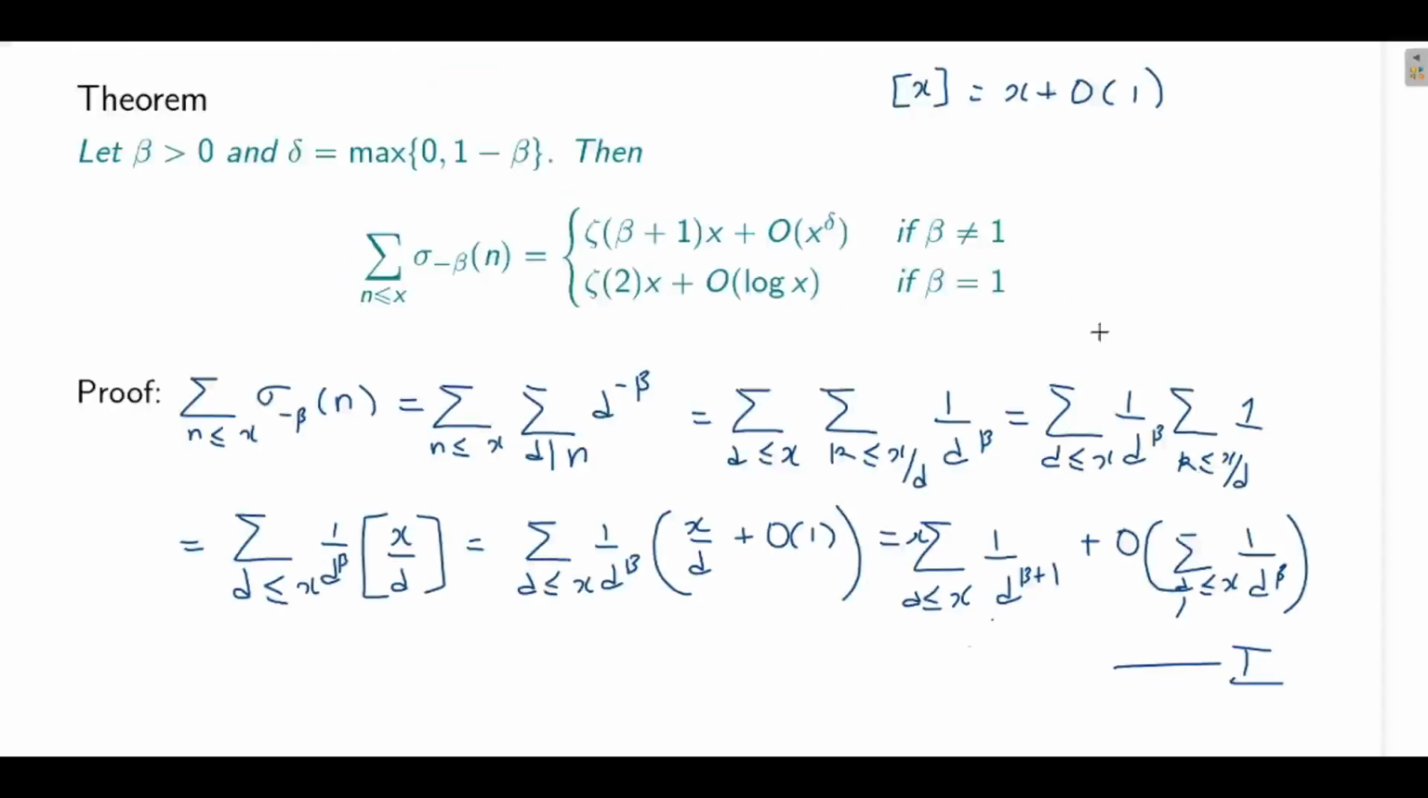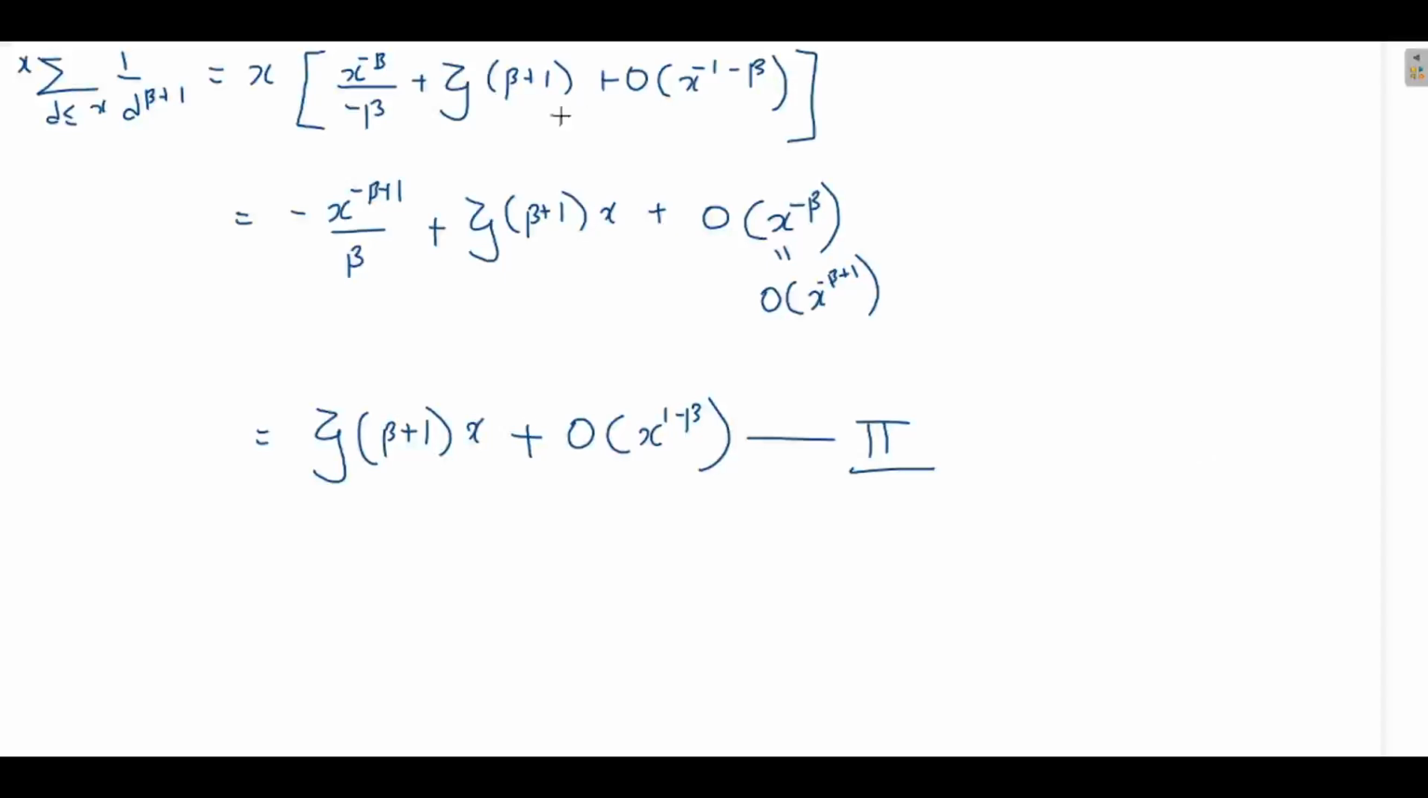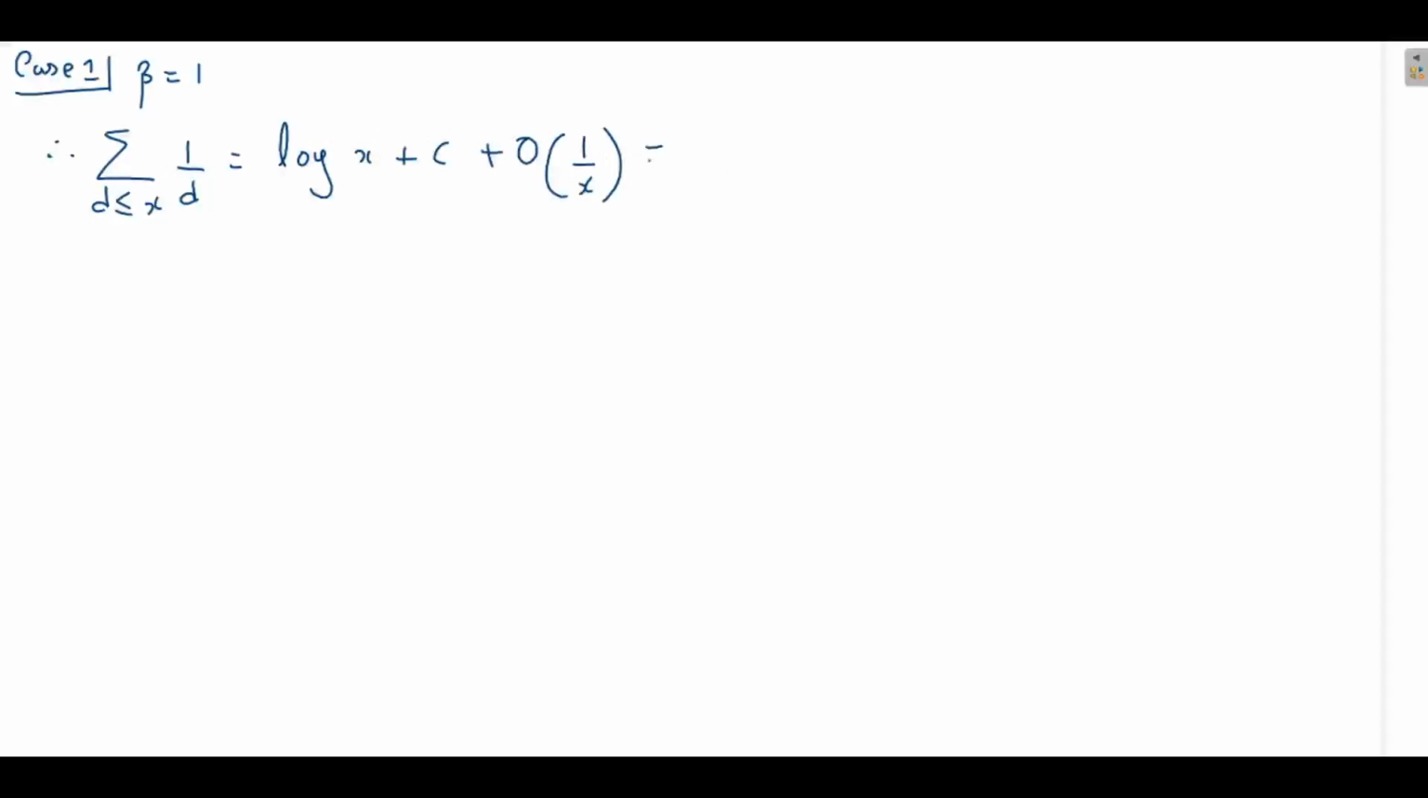Now in 1 we have this sum. But the formula for this sum changes when beta is 1 and otherwise. So let me look at it in both cases separately. So let's add a page now. What happens in the case when beta is 1? Therefore what you get here is the summation over d less than or equal to x of 1 by d, which will be log of x plus c plus big O of 1 by x. All of these terms are big O of log x, so this will be big O of log x.